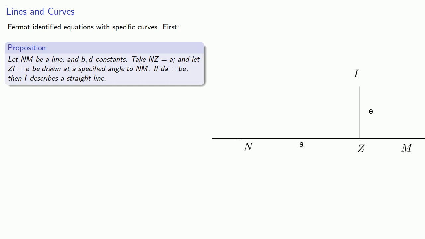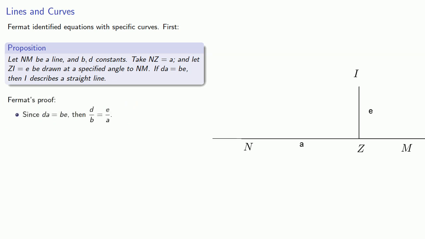Now, it's worth pointing out here that for Fermat, B and D were constants, while A and E were what we would call variable quantities. In other words, Fermat is actually using Vieta's convention of having consonants be constants and vowels be variables. And Fermat proves that this actually is a straight line as follows.